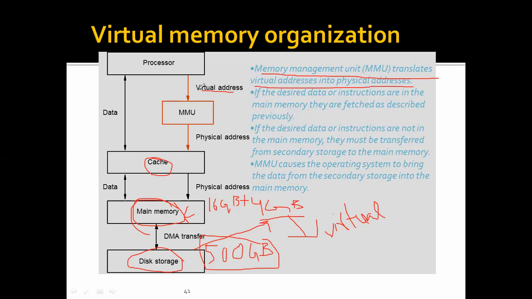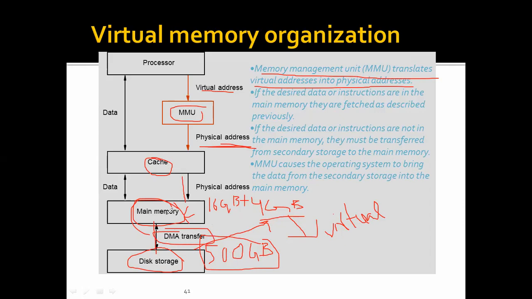So this MMU translates the virtual address into a physical address. This physical address will be given to cache memory. Suppose the data is not found there, then it will be given to main memory. If the data is not found there either, then it will be given to secondary storage, that is disk storage. Here the DMA transfer takes place.